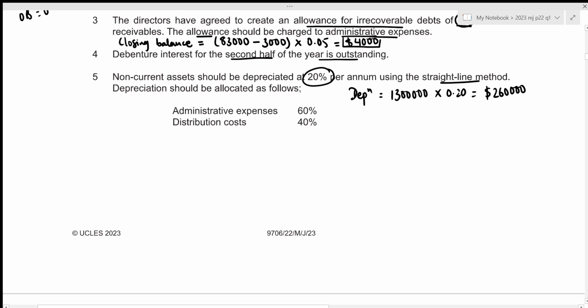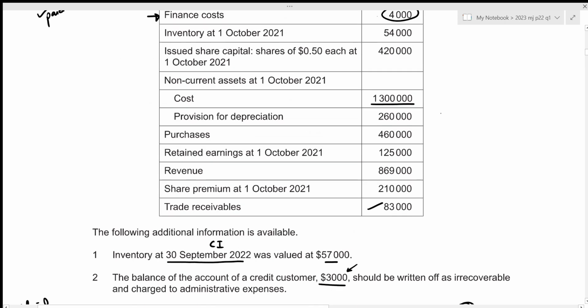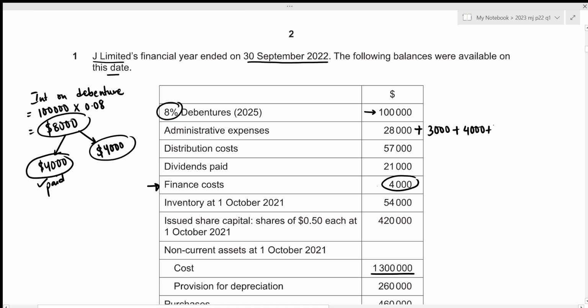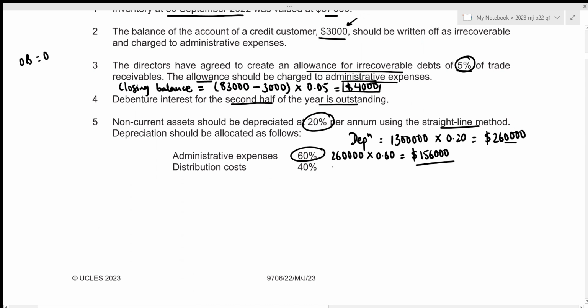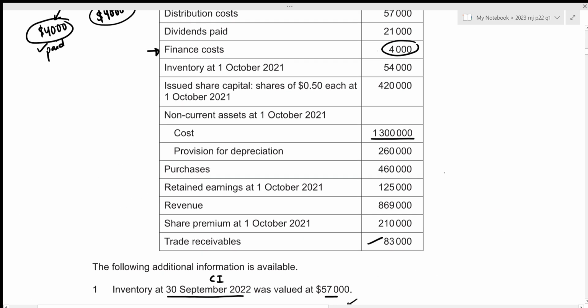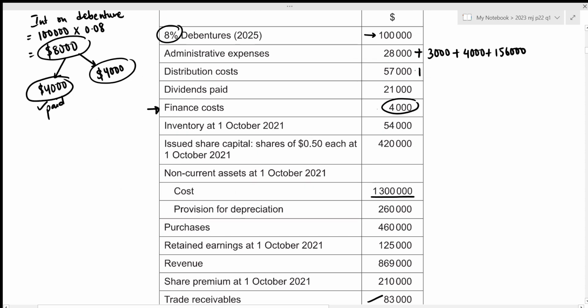And the depreciation should be allocated as follows. For administrative expenses, 60% of this value should be allocated. So that is just going to be 260,000 times 60%, which results in 156,000. So let's add this to administrative expenses. That's plus 156,000. And for distribution costs, that will be 260,000 multiplied by 40%. This results in the value of 104,000. And let's add it to distribution costs. It is given right here.